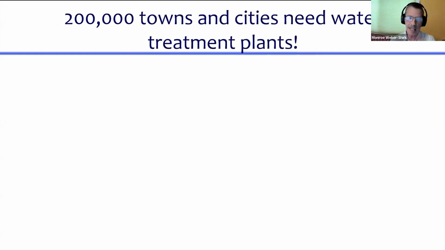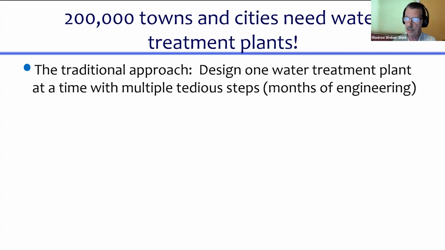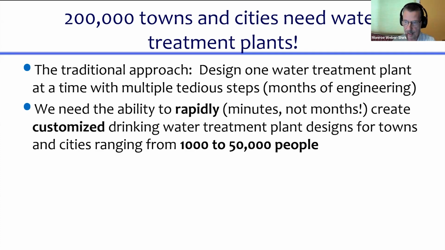So I'm making wild guesses here, but maybe it's 200,000 towns and cities that need water treatment plants. So there's a need for a lot of drinking water treatment plants. And the traditional approach would be to design one water treatment plant at a time, using multiple tedious steps where you have this broken algorithm where you have to intervene as a human and transfer information from point A to point B to be able to continue with the design. And that process requires literally months of engineering time in order to design one water treatment plant.